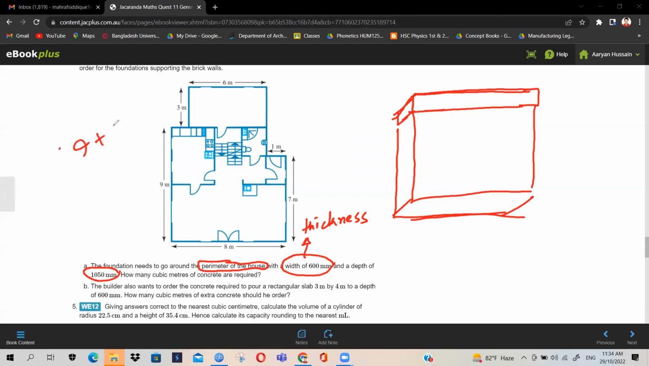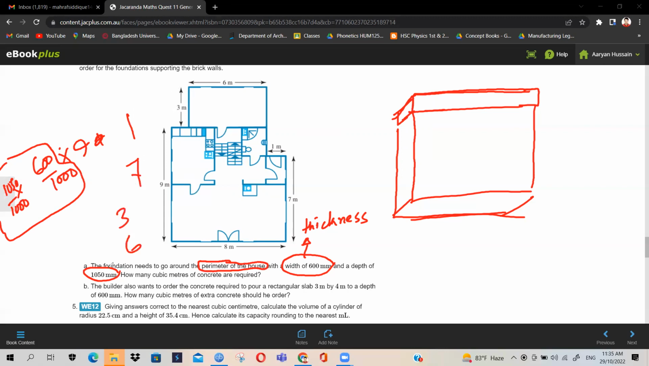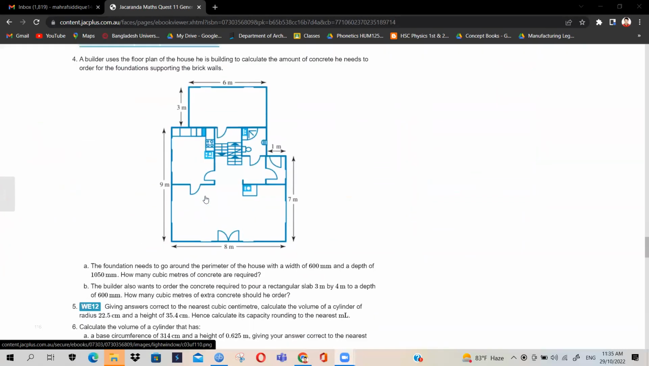If you see, for instance, for one case, 9 multiplied by 600 upon 1000, multiplied by 1050 upon 1000. In this way, these two values will remain the same, and what will change is just the values for the lengths. It will change to 1, to 7, to 3, to 6, and so on. So we are taking these two as common and adding all of this together to get 39. Then you will get the answer. Understand my point? I understand. So it was a good math.